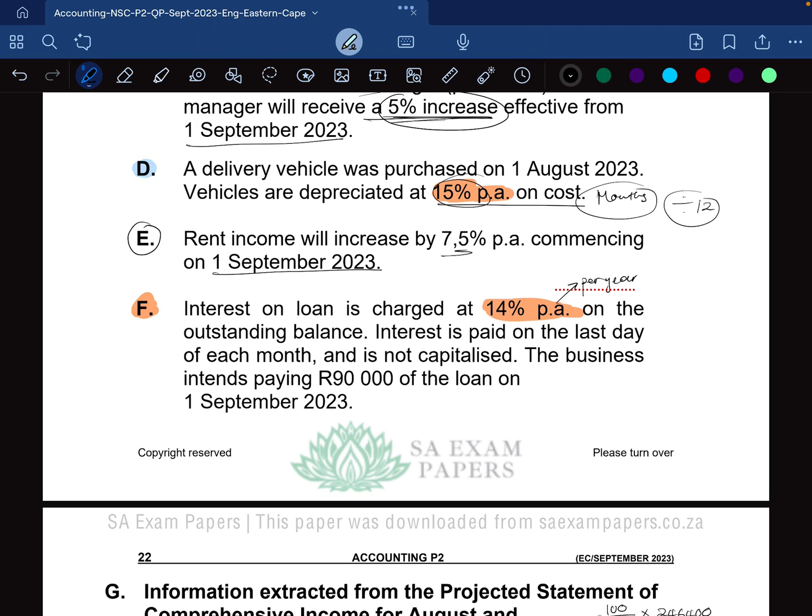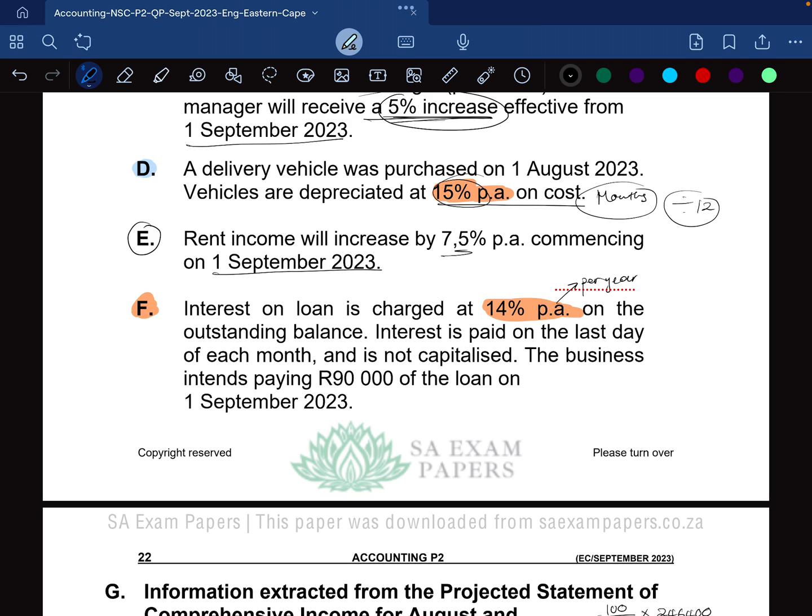So back to the information, it says interest on loan is charged at 14% per annum on the outstanding balance. Interest is paid on the last day of each month and is not capitalized. So the business intends paying 90,000 of the loan on the 1st of September 2023.